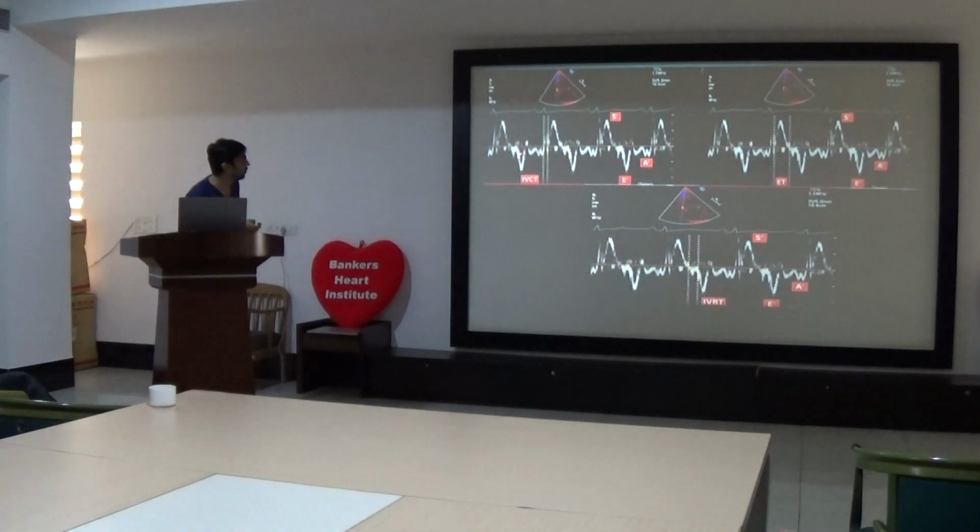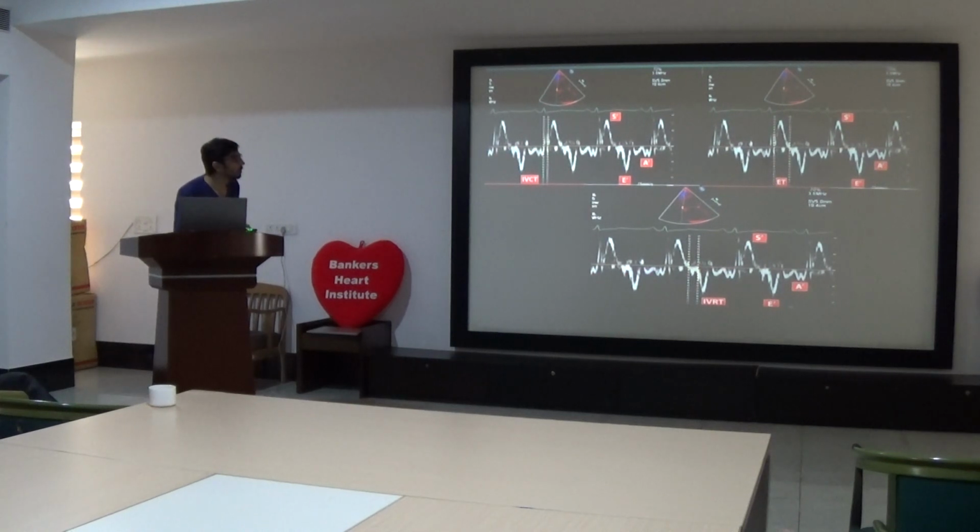So this is the annulus level tissue Doppler. This is the interval: IVCT, contraction time, relaxation time, and this is the ejection time. So, as per the formula, we calculate for this. This ejection time is taken in, this is wrong possibly.